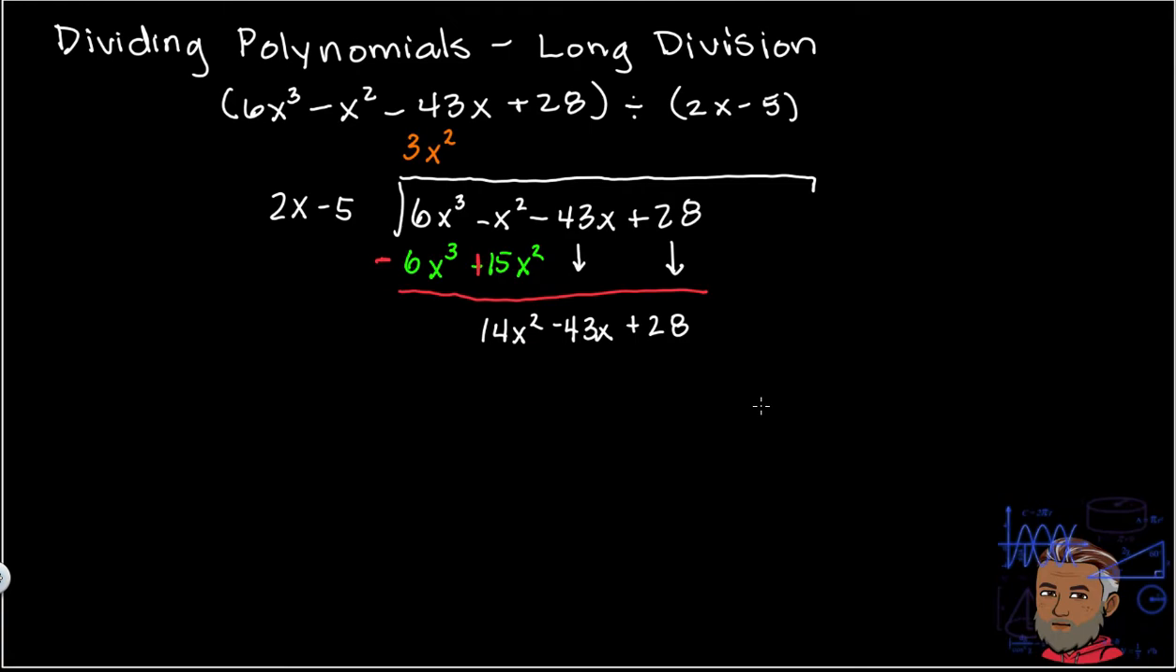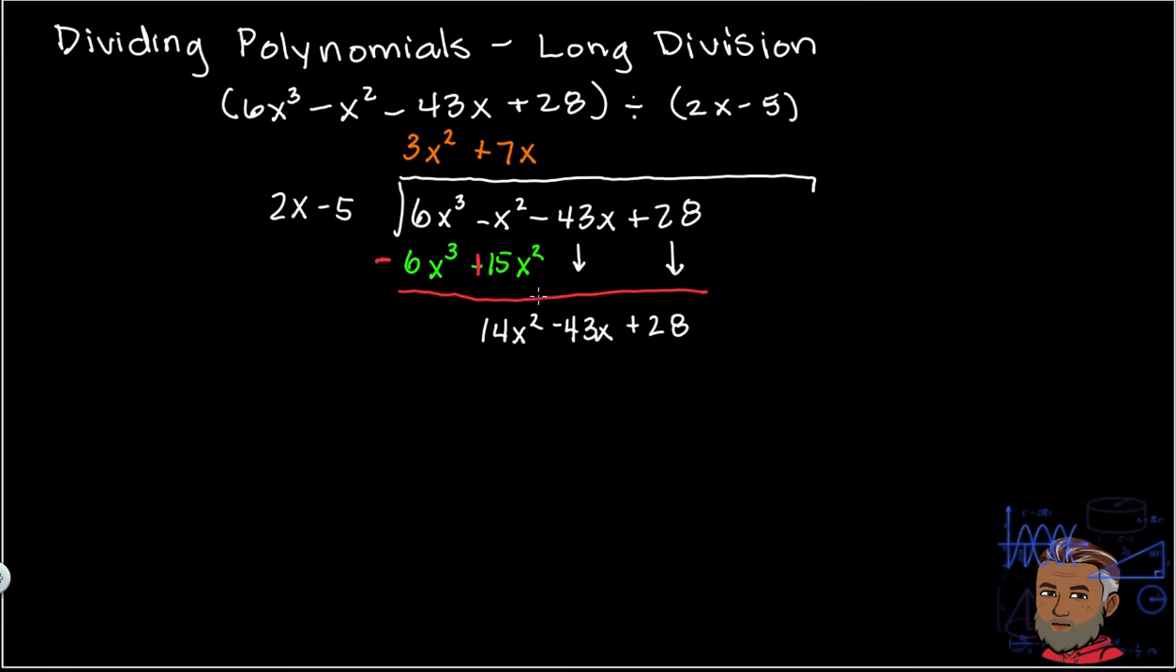So we're going to do exactly what we did for that orange 3x squared, except this time we're going to focus on the 14x squared. Now we need to figure out what to multiply the 2x by to get 14x squared. That's going to take a 7 to get the 14 and an additional x to get the x squared. So we're going to say we need a 7x. Step 1, right? So we're just repeating the steps.